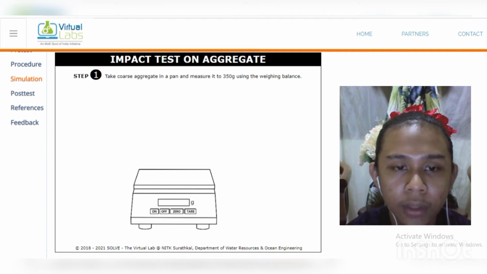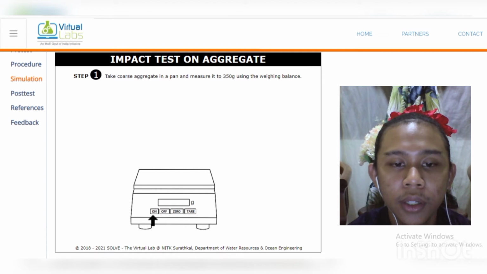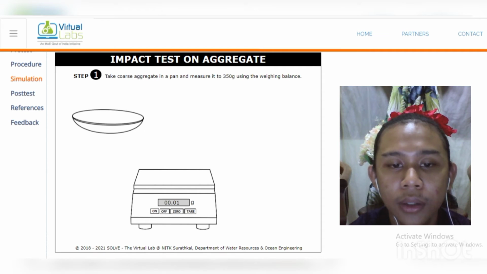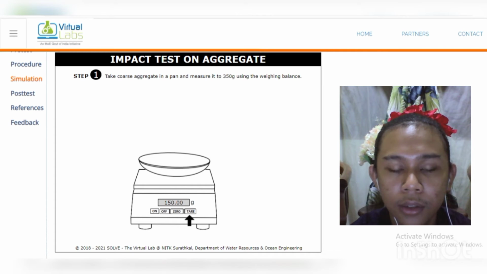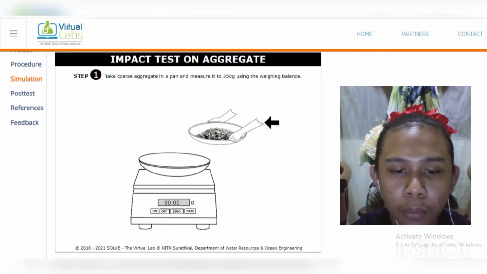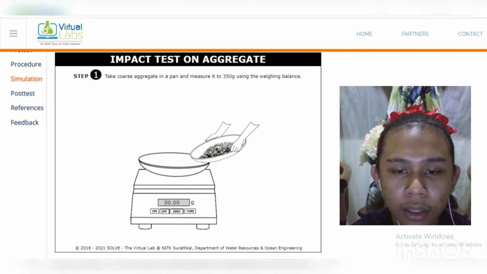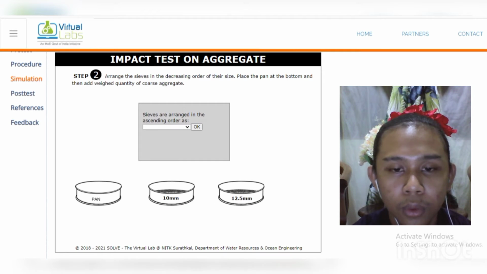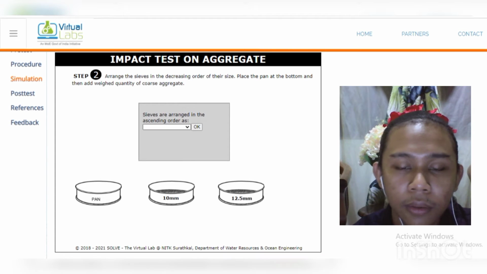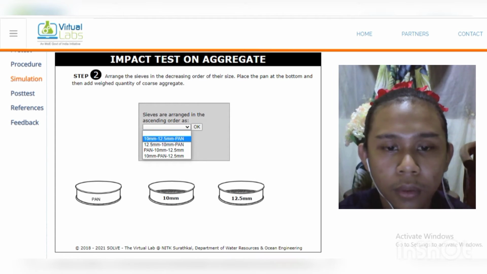For step 1, take coarse aggregate in a pan and measure it to 350 gram using a weighing balance. So first, we press the tare button at the weighing balance and put the coarse aggregate in the pan and we measure it to get 350 gram.